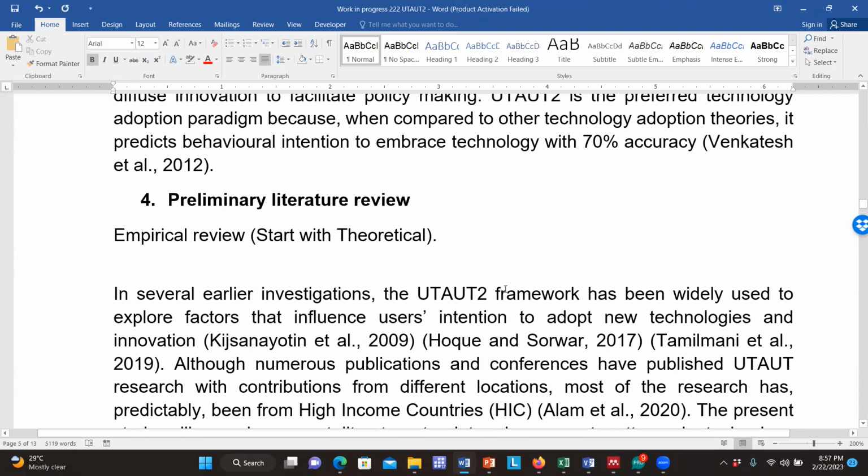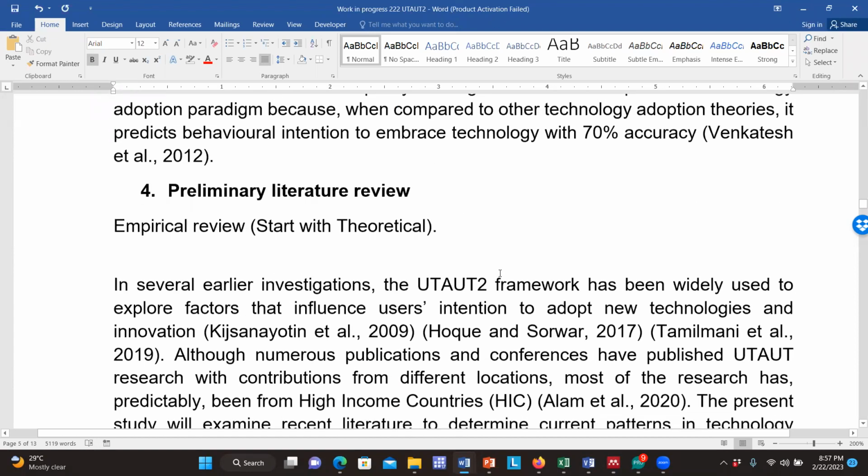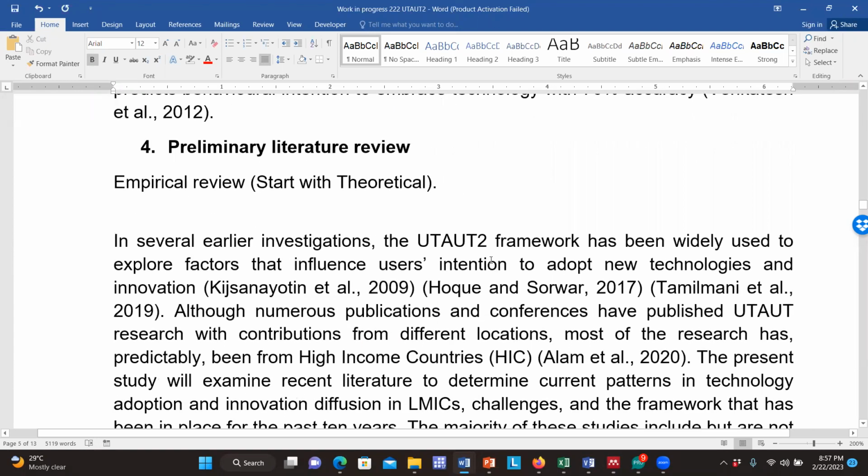So take note of that. That is very, very important. And that's why we do theoretical review. So in a theoretical review, what do we do? State what the theory is, state the components in the theory, and state how that theory explains the topic. And tell us, we use the word how it resonates with the study.